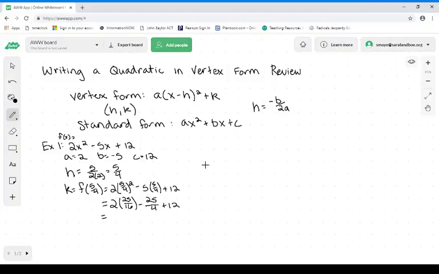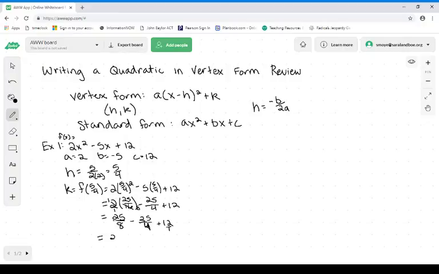Take it slow. Don't mess up any of your signs or anything like that. We can think of this as 2/1 and cross simplify here. So we end up with 1 times 25, so 25, over 1 times 8, so 8, minus 25/4. Make that a little more clear. And plus 12. Now we need a common denominator. Think of this as 12/1. And our common denominator between 8, 4, and 1 is going to be 8.